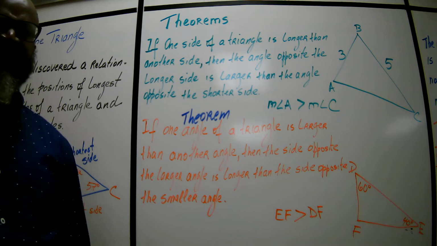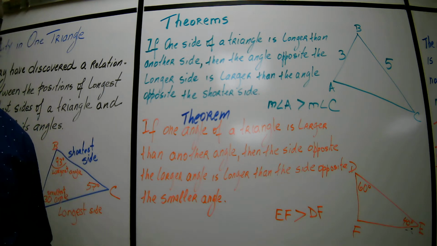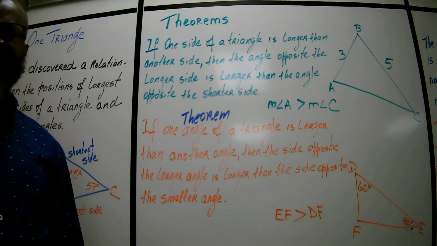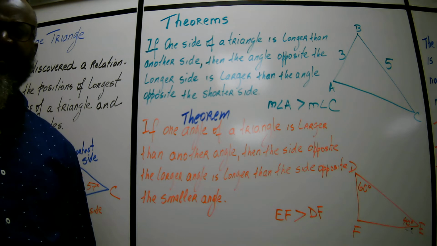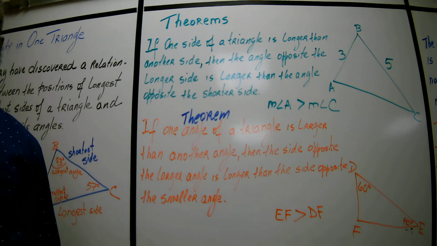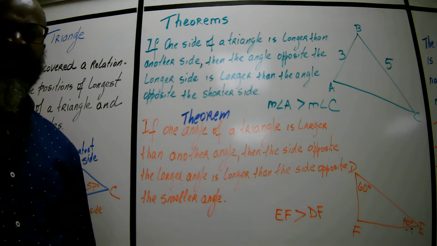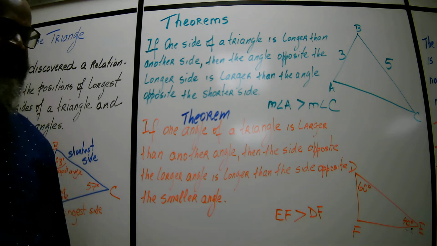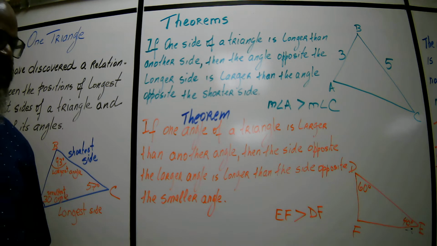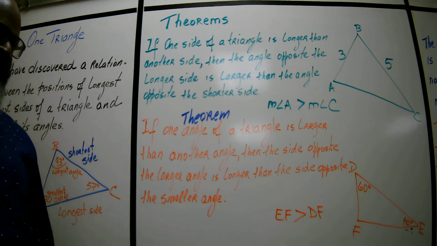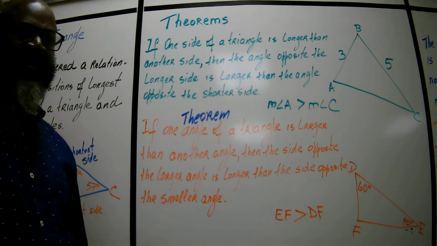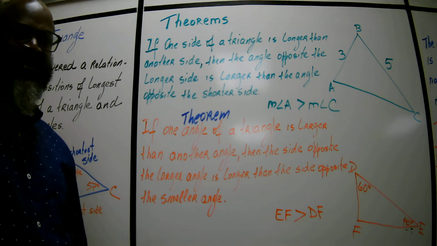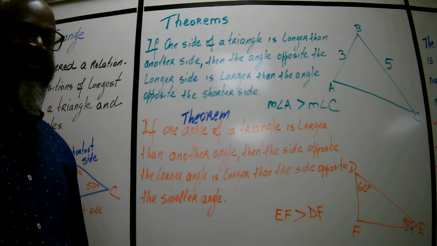Alright? We have another theorem that says if one side of a triangle is longer than another side, then the angle opposite to the longer side is larger than the angle opposite to the shorter side. So technically that's what we said earlier. If we already claim that the larger the angle is, the side opposite to it will be longer.